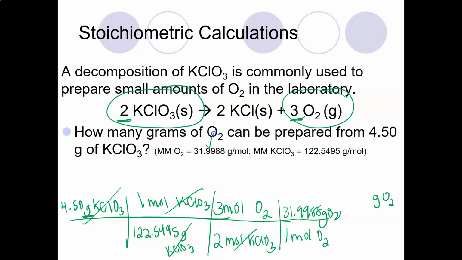And I got the molar mass from right here, given in the problem. So I cancel out moles. The unit I have is grams of oxygen. The unit I want is grams of oxygen, so it's time for me to do some work.